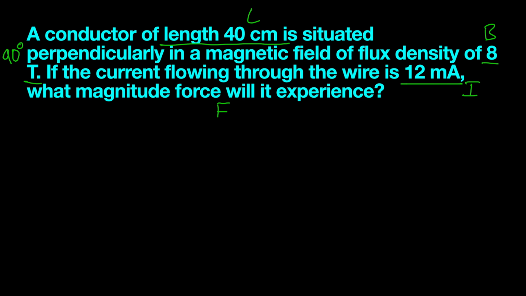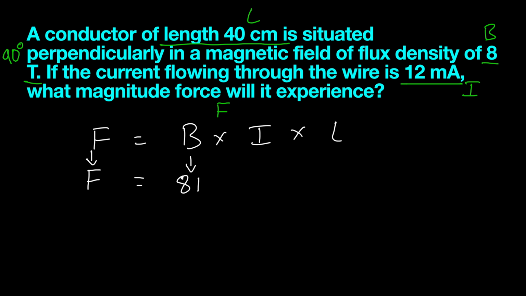So once again, we're going to follow the exact same steps. First, we're going to write out our equation. Next, we're going to substitute. Our force is still unknown, so we can leave it as F. Our magnetic flux density is 8 Tesla. The current is 12 milliamps. And our length is 40 centimeters.